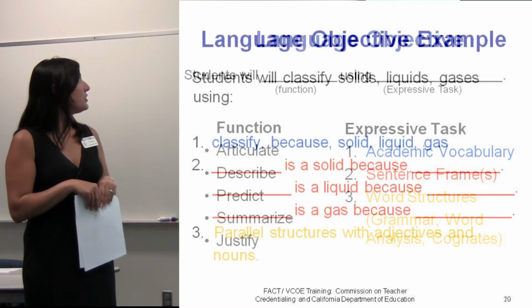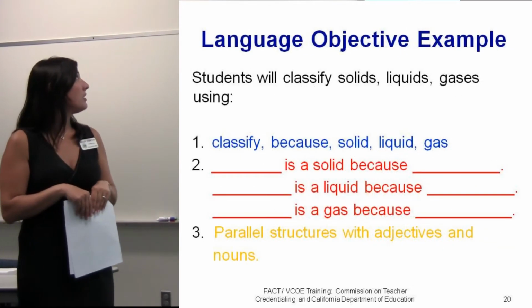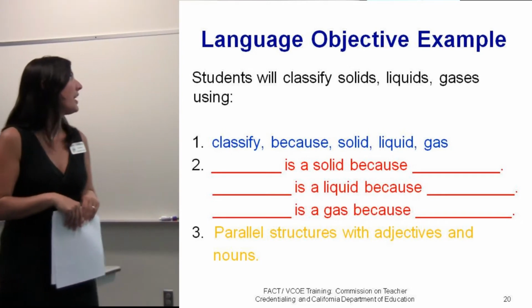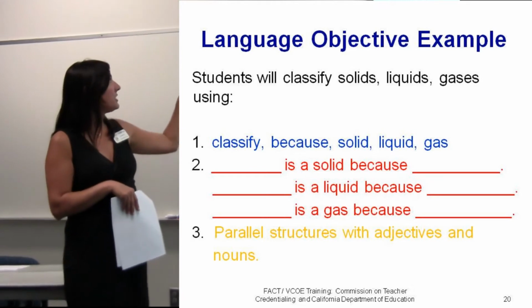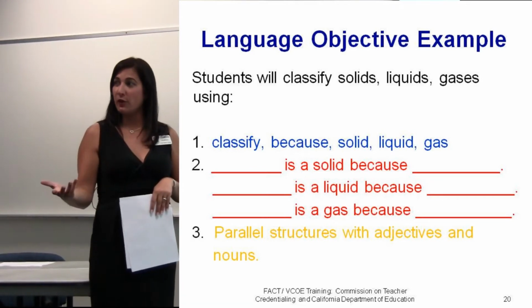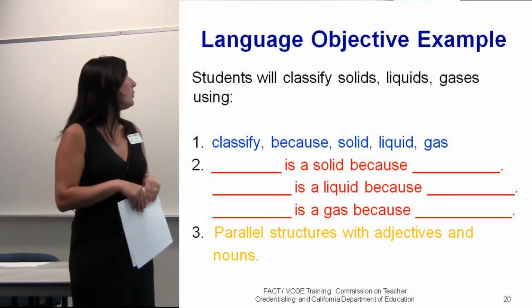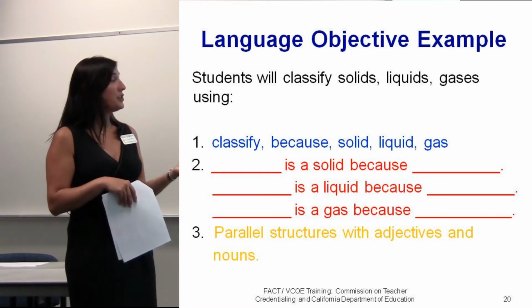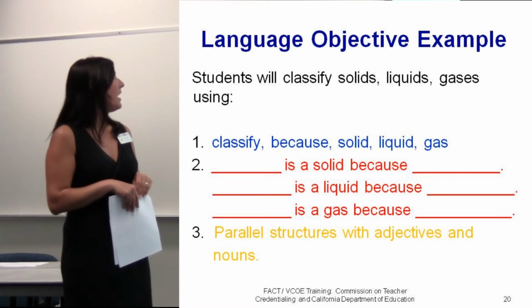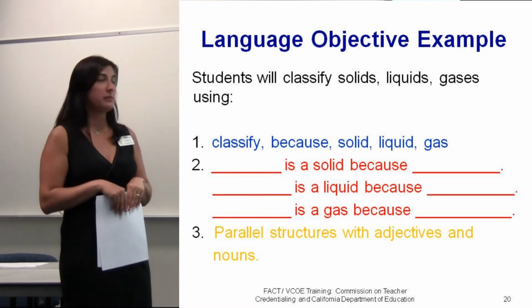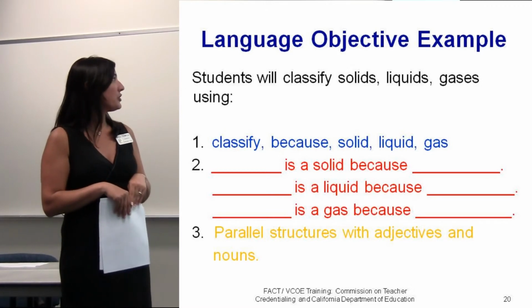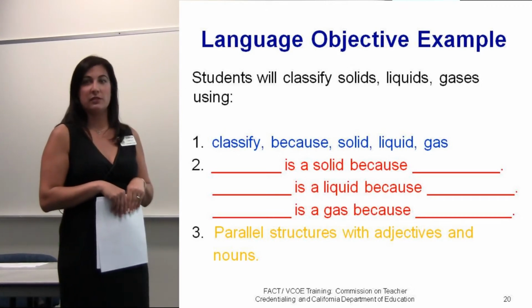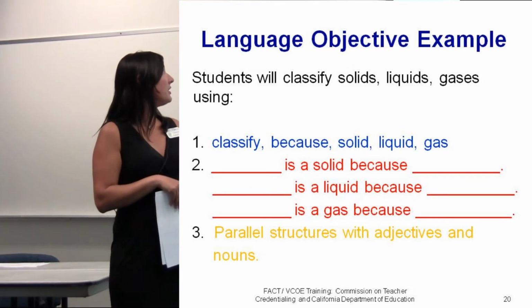All right. So here is an example: the objective is students will classify solids, liquids, gases using... And on that first example, those are the academic vocabulary words associated with this. And again, the function here is to classify. And then those are the academic words. The second one would be examples of sentence frames. And the third one would be the grammar that is needed, parallel structures with adjectives and nouns that would align with that objective.